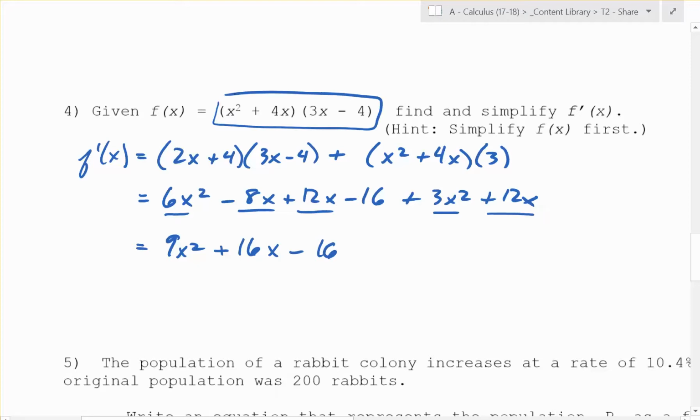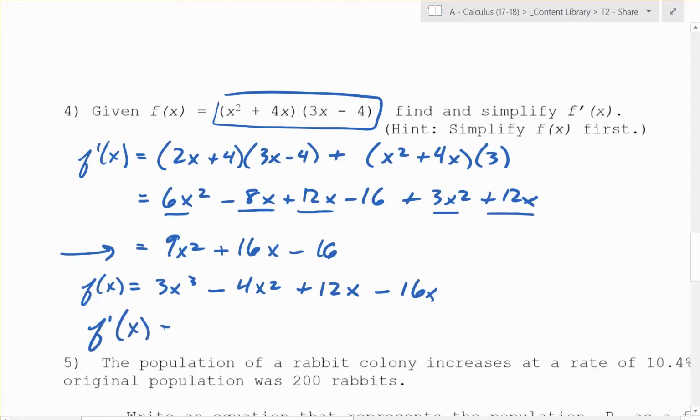That's fine. So if you multiply it out and do the derivative, you should end up with the exact same thing. So if you do that out first, we can write f of x is going to be equal to 3x cubed. I'm just FOILing this out here. Minus 4x squared plus 12x minus 16x. And if you do the derivative, again, this is after multiplying it out, you end up with 9x squared.